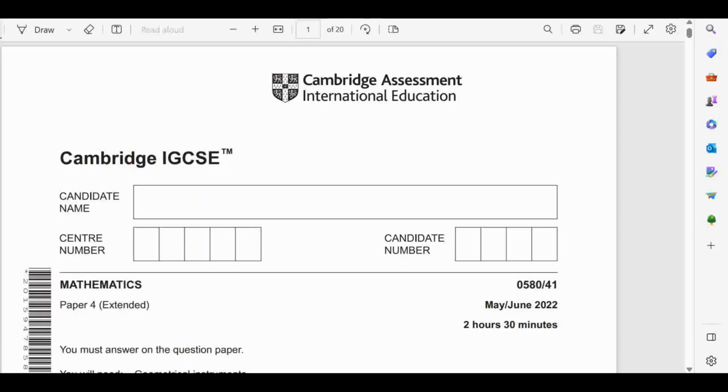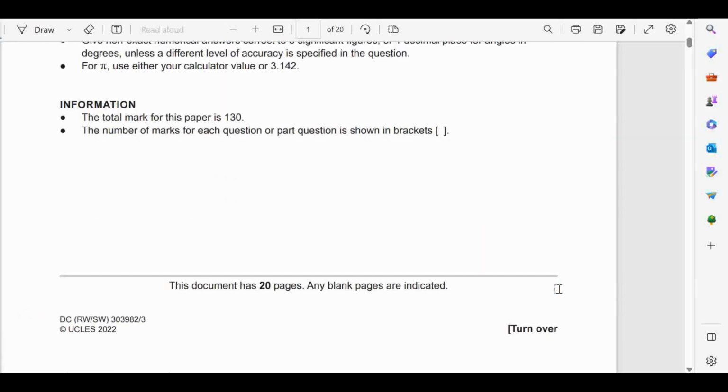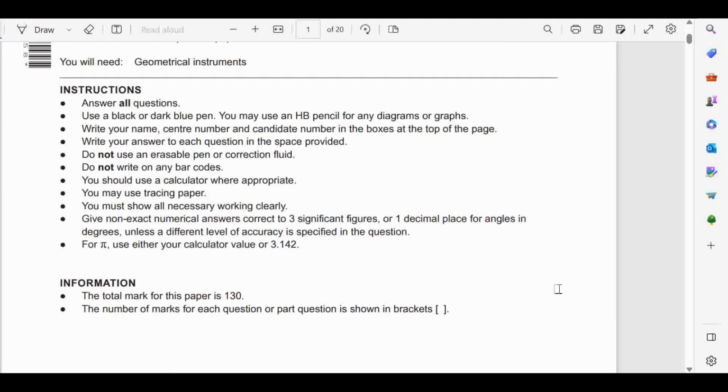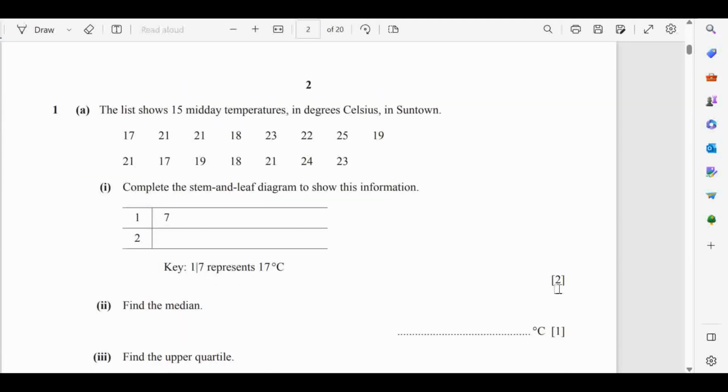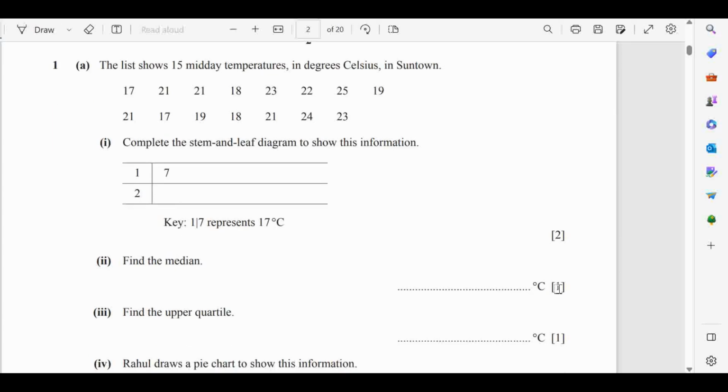Hello everyone. Today we are going to discuss paper 4 of Maths 0580. This is paper 41 May-June 2022. Now these are the instructions we have to follow, and this is question number 1.